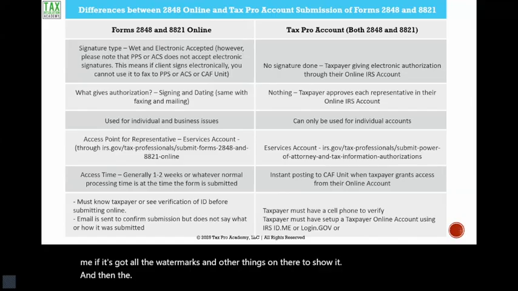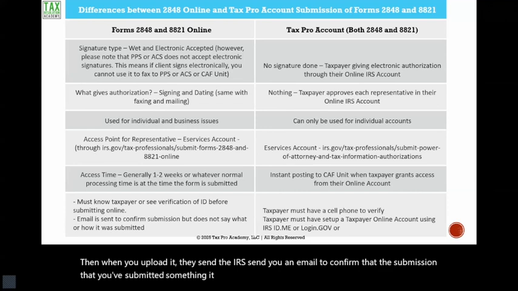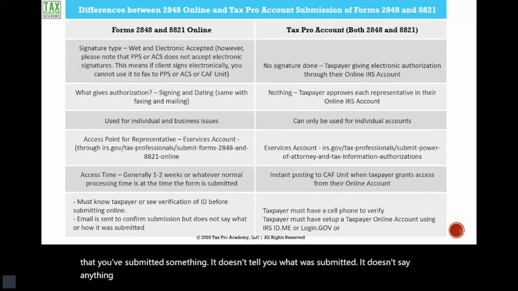Then when you upload it, the IRS sends you an email to confirm that you've submitted something. It doesn't tell you what was submitted. It doesn't say anything about it. It just says that you've submitted something. Okay, so that's really your acknowledgement there.